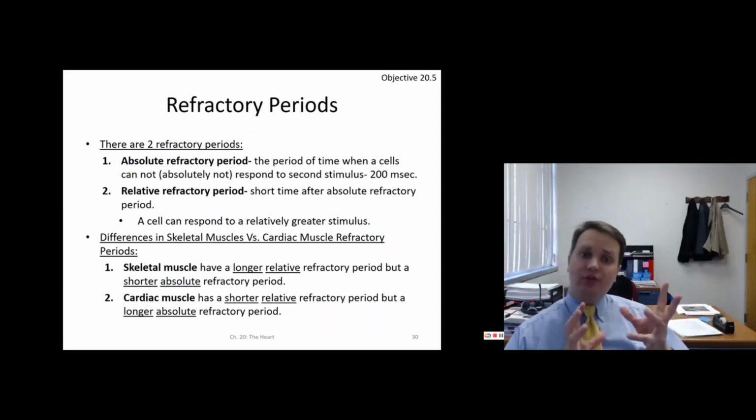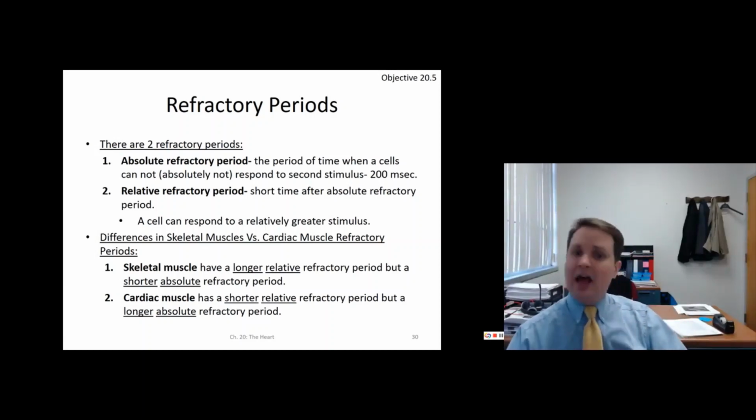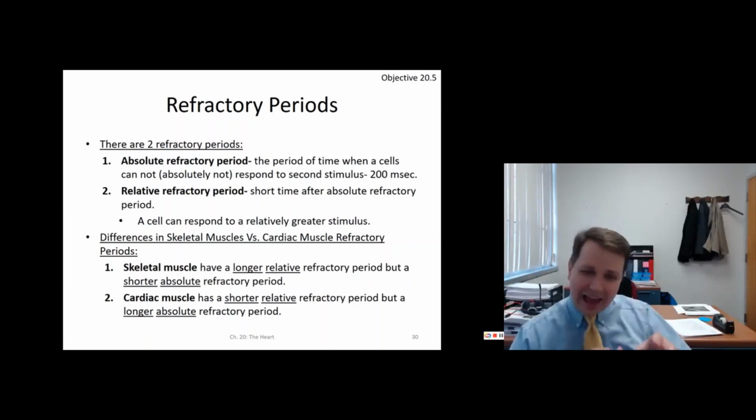Now, for cardiac muscles and any other excitable cells, there is the absolute and the relative refractory period. The absolute is the period of time where a cell absolutely cannot respond to a second stimulus. It doesn't matter how much we try to stimulate it, it absolutely cannot. And it's about 200 milliseconds. Then there is a short time after that where it can respond, given that you give it a relatively greater stimulus. That's the caveat, the catch. Cell can respond, but it has to be a relatively greater stimulus. That's the relative refractory period.